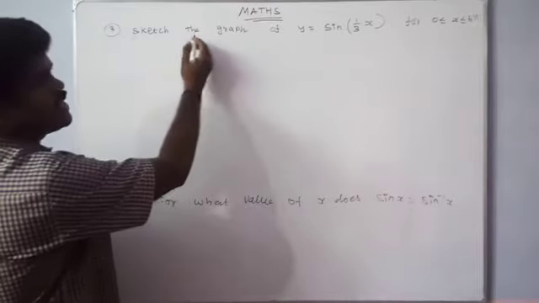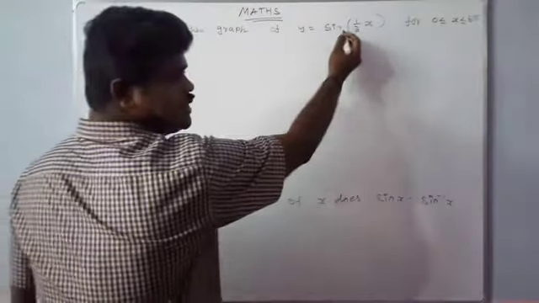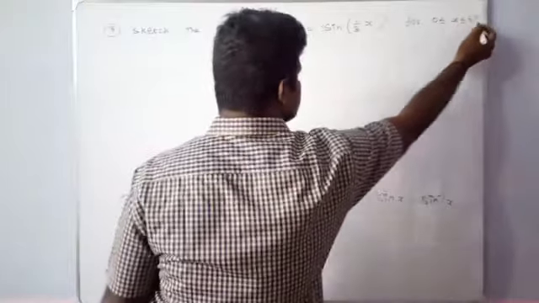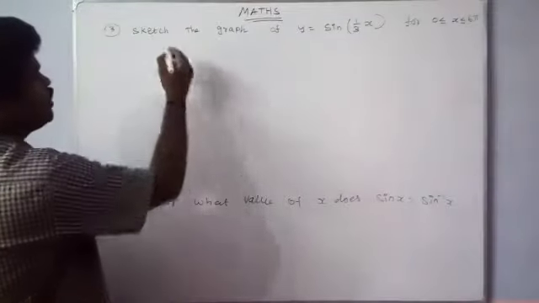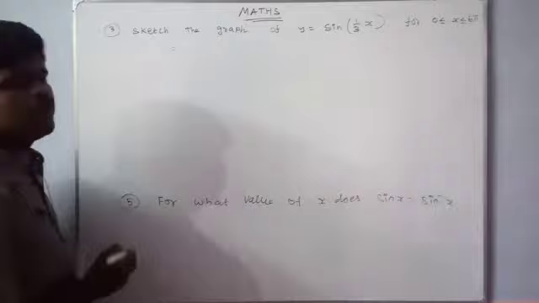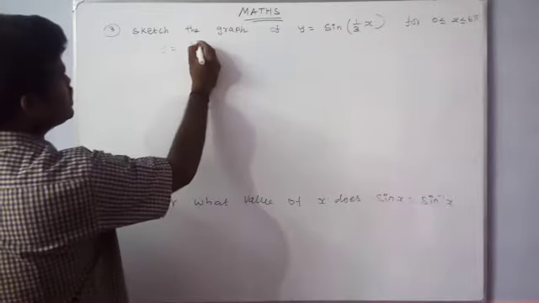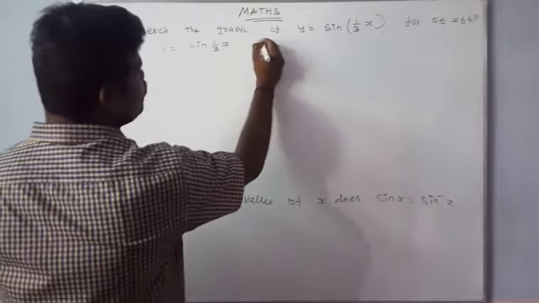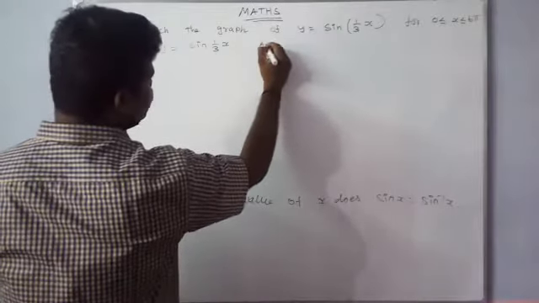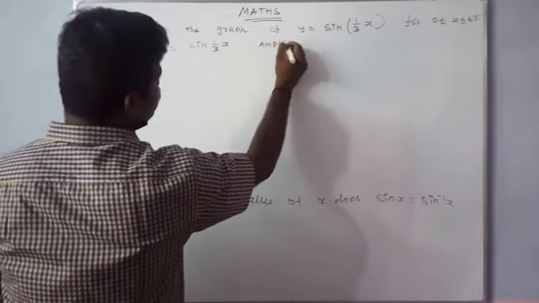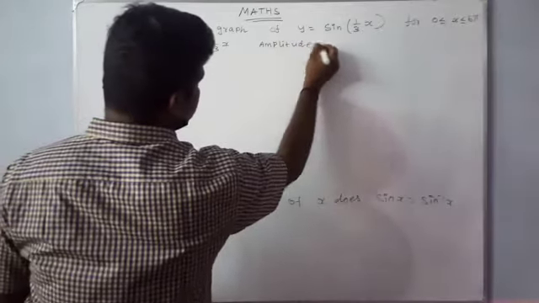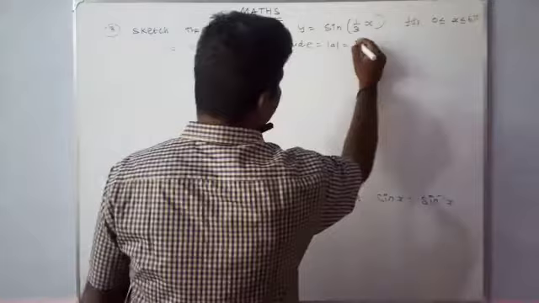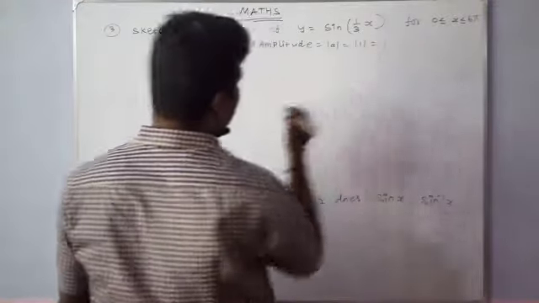Refer to the third sum. Sketch the graph of y is equal to sine 1 by 3x for 0 less than or equal to x less than or equal to 6 pi. We want to know the amplitude and period. Y is equal to sine 1 by 3x. Here amplitude is what? Amplitude is equal to modulus A. Here modulus A value is 1. So modulus 1 is equal to 1.